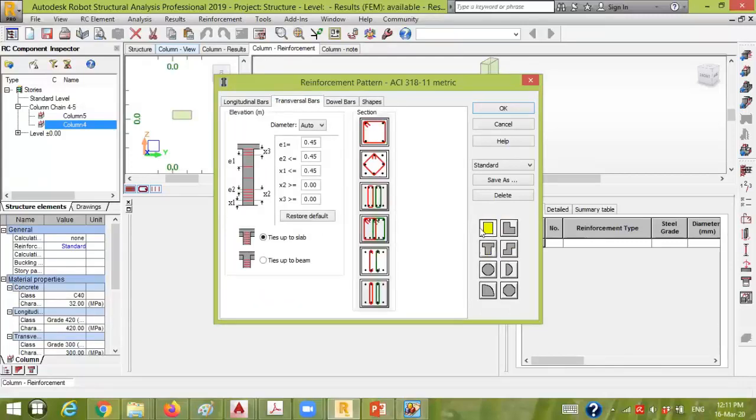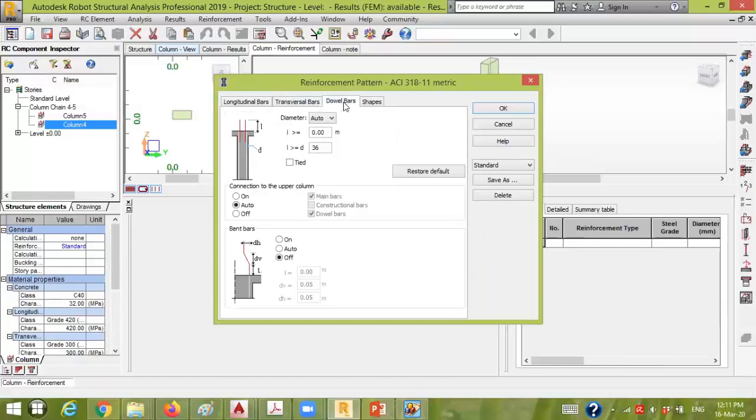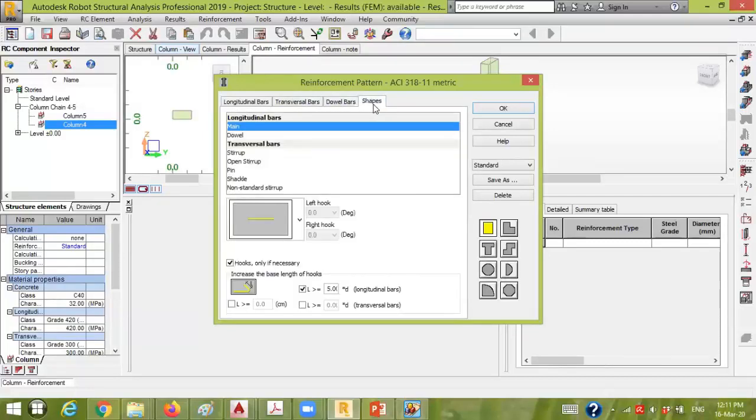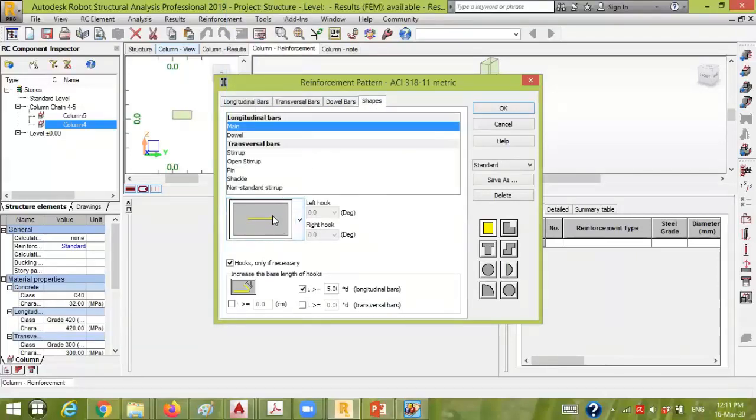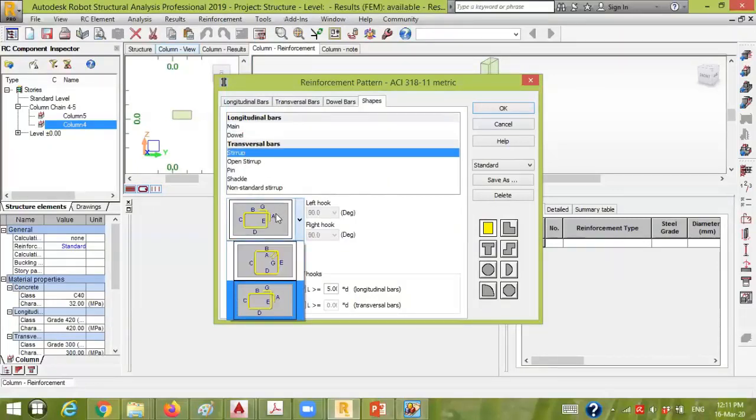For the corresponding sections, the most important one is the shape of the main bar. Shape is straight. This is the case of the columns. For the stirrups, you can select this shape with bending, bent out to the outer or to the inner. It's better to select this one. It's better to select a closed stirrup like this one.